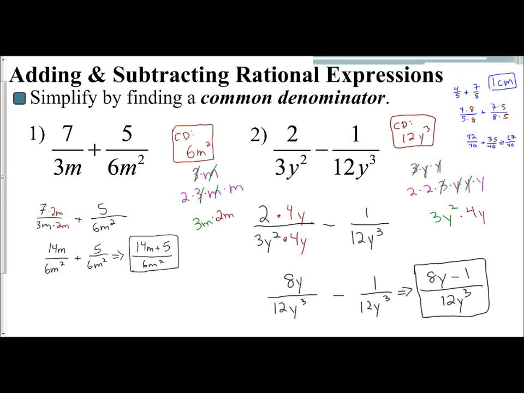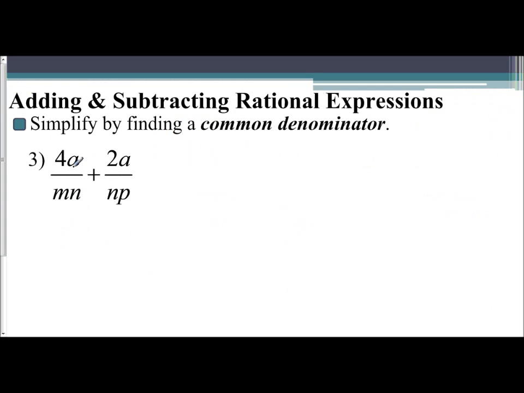It's a little bit different. We have 4a over mn plus 2a over np. The first thing I'm going to do is identify what is my common denominator. And I'll go ahead and use the process that I showed at the end of the previous two examples. The prime factorization of mn is just mn. Of np is just np.